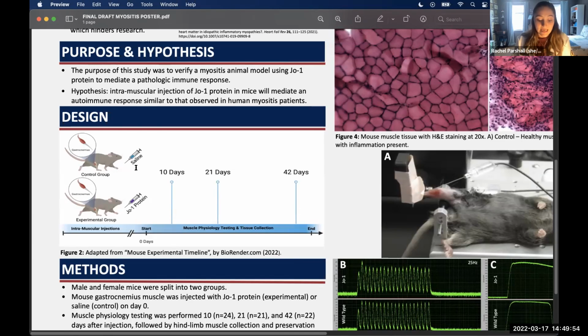Muscle physiology testing and muscle tissue collection of the gastrocnemius occurred at 10 days, 21 days, and 42 days after injection. We wanted to determine when the muscle damage was going to occur after these injections, and if there was any muscle recovery after the longer time periods. Data from our preliminary trials did not show many signs of inflammation or muscle damage at the 10-day time point, so therefore we extended the time periods and added 2 additional time points.